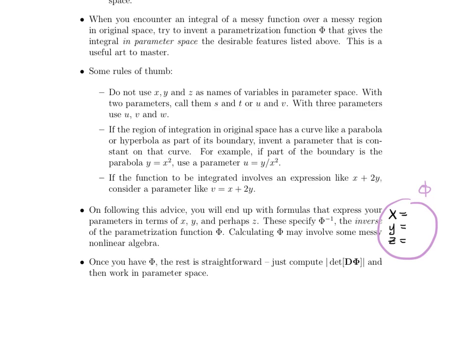Once you have phi though, after a little struggle there, some algebraic difficulty, the rest is straightforward. You just want to compute the determinant of the Jacobian, take its absolute value, and then work entirely in parameter space. Don't be concerned. A full example of this will be done in lecture this week, so you can see it at work before you take your chance at it on the homework, possibly on a quiz, etc.